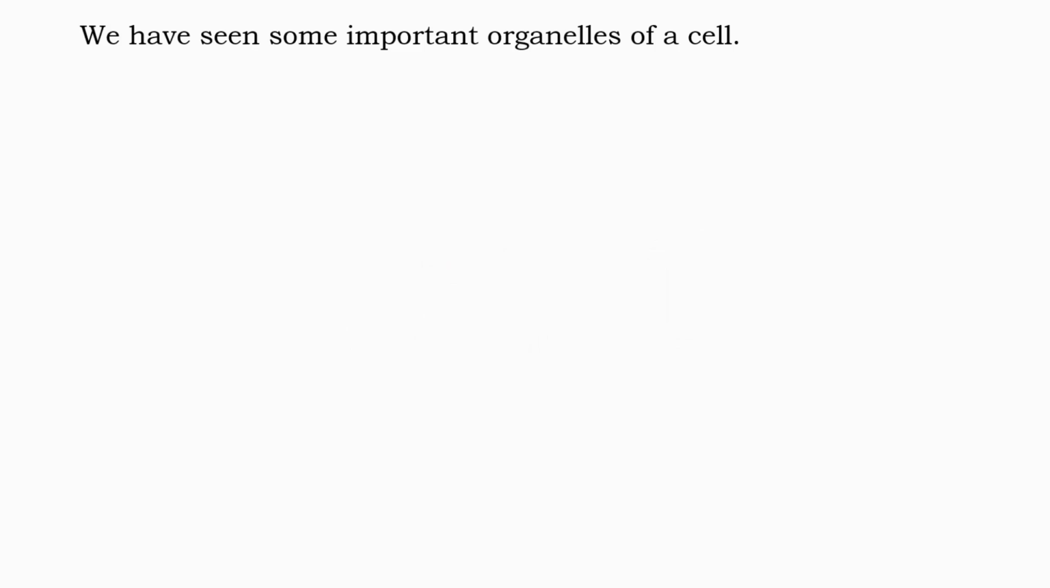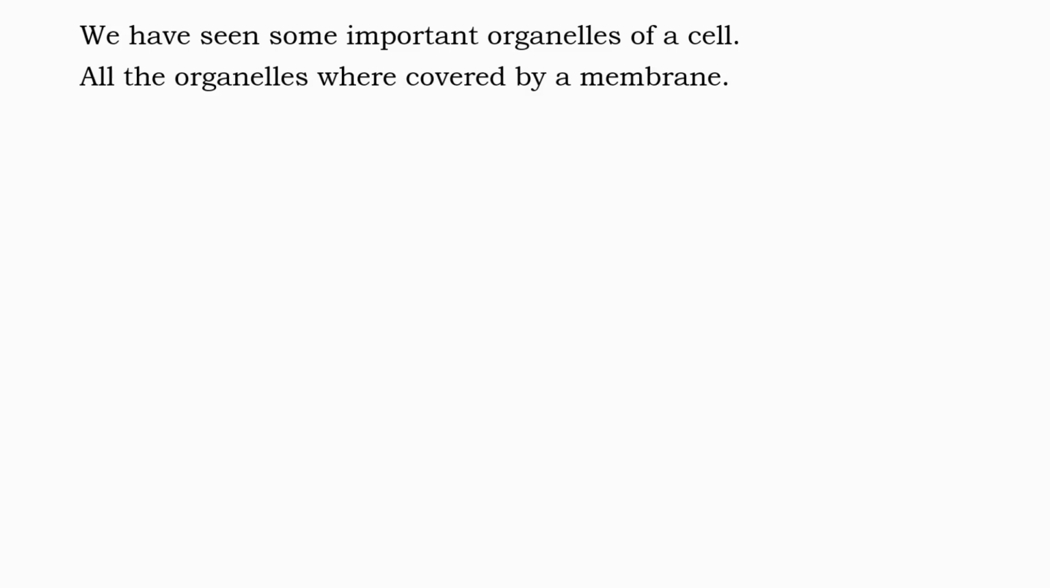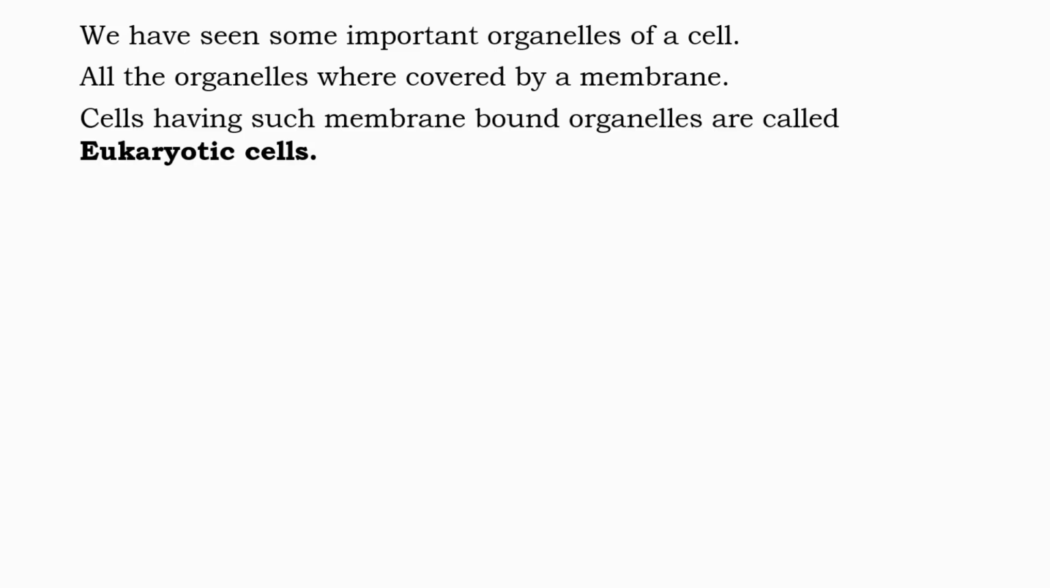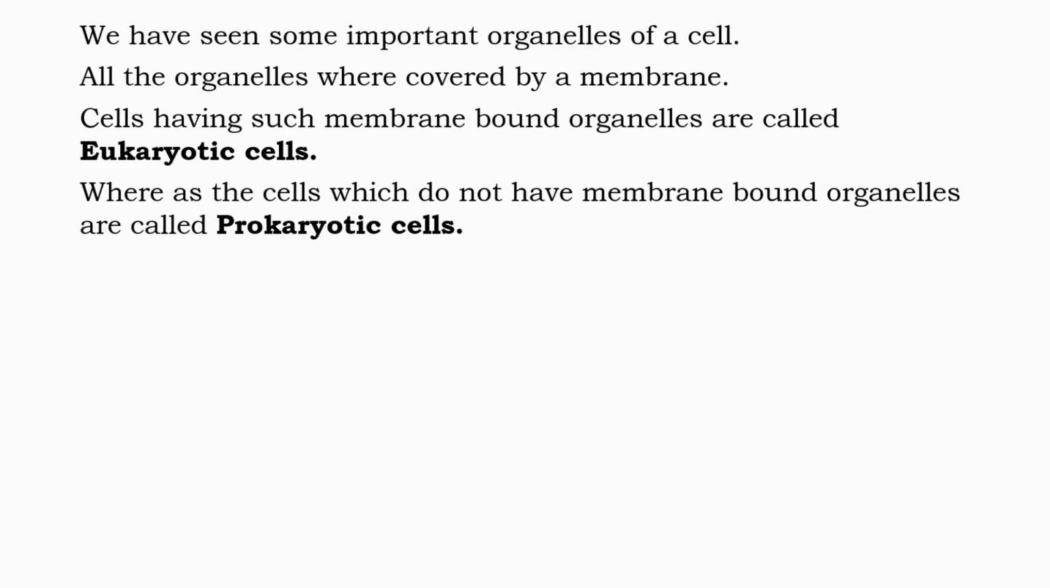Module 11. We have seen some important organelles of a cell. All the organelles were covered by a membrane. Cells having such membrane bound organelles are called eukaryotic cells, whereas the cells which do not have membrane bound organelles are called prokaryotic cells.